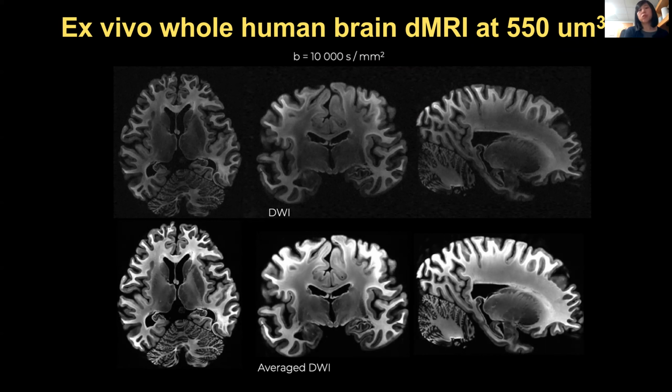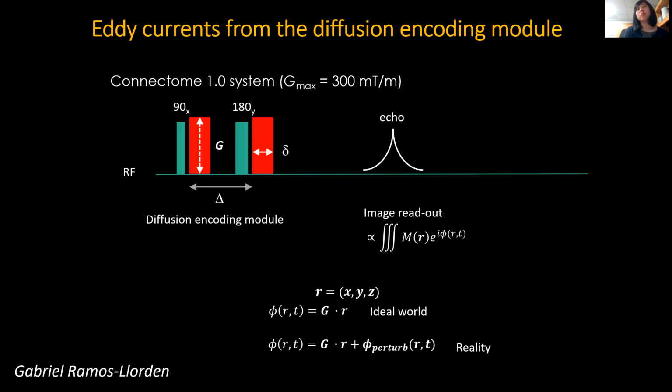And I think one of the issues that we realized in the course of doing these experiments is that the eddy currents from the diffusion encoding gradients become non-negligible and may start to affect the image readout by creating a time and spatially dependent perturbation phase. So our postdoc, Gabriel Ramos-Jordan, has been working on this problem intensively over the last year to see if we can account for these nonlinear, spatially and temporally varying phase variations in the image reconstruction to get more accurate images and better image quality.